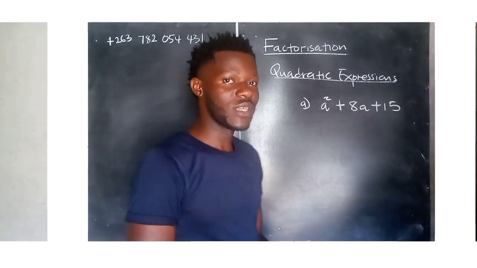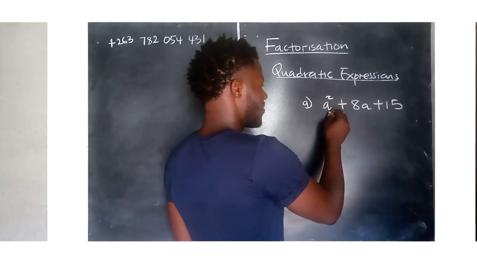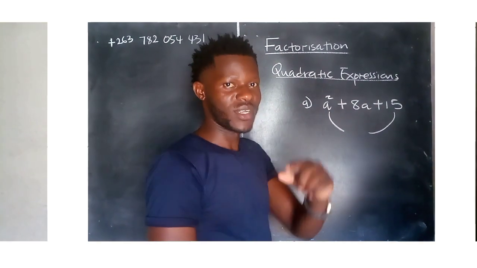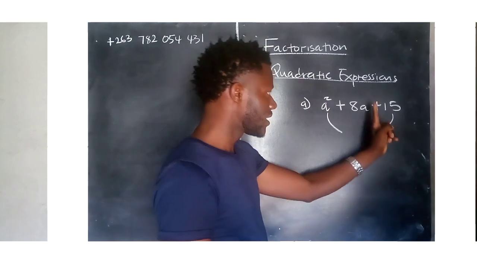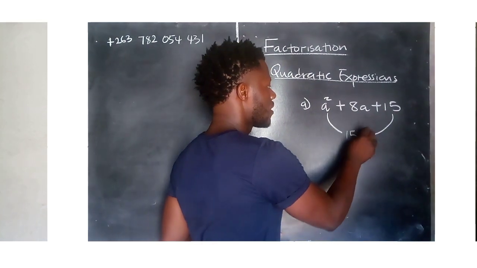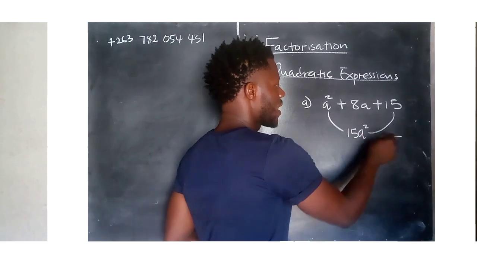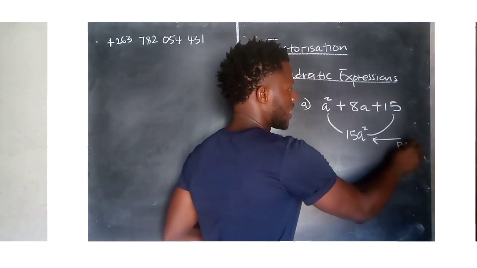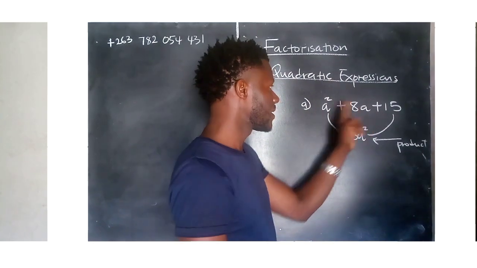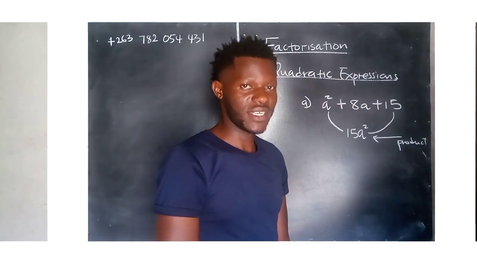How you do it is, you must multiply the first and last terms to get the product. That is a squared times 15, we get positive 15a squared. This one is called the product. So the first approach is you multiply the first and last terms to get the product.